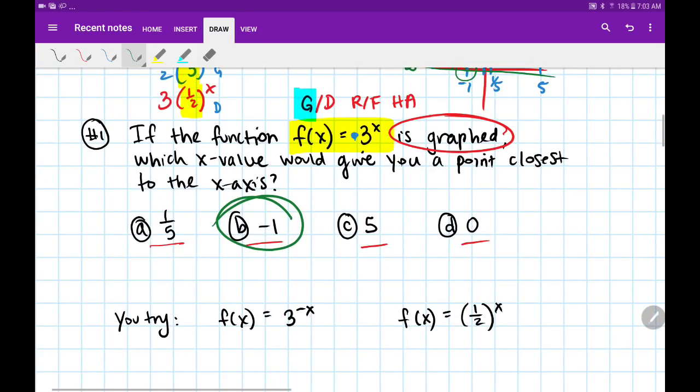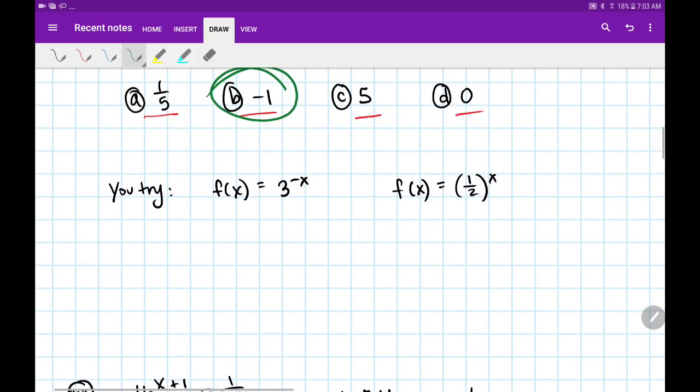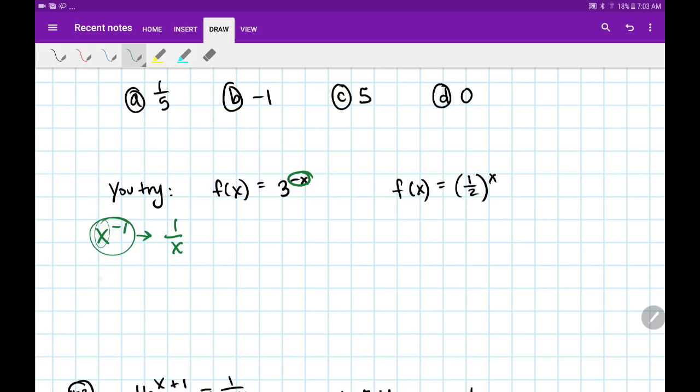You try first now. So if I had 3 to the negative x. In this problem, we're going to look at the base to determine if it's growth or decay. Since my base is 3, I would say growth if I didn't know any better because, hey, your exponent is negative. What do negative exponents do? They mean take the reciprocal of the base. 3 to the negative 2 is really 1 over 3 squared, for example.